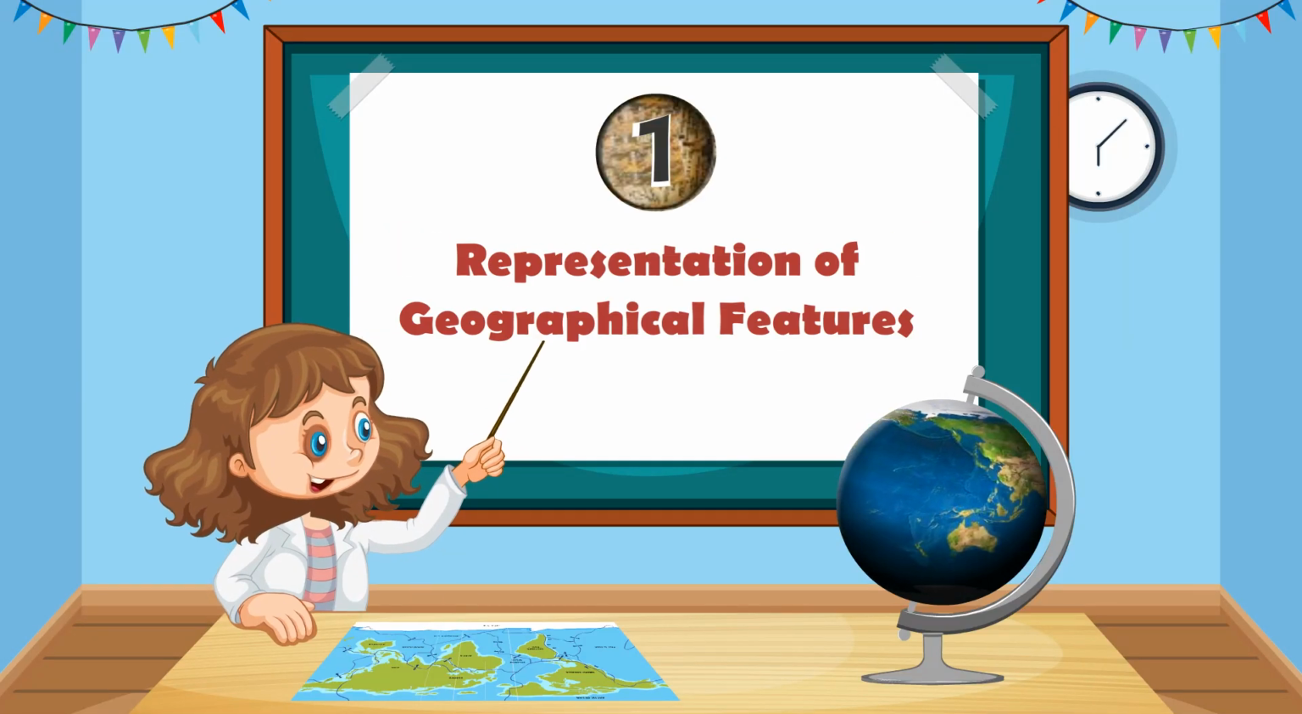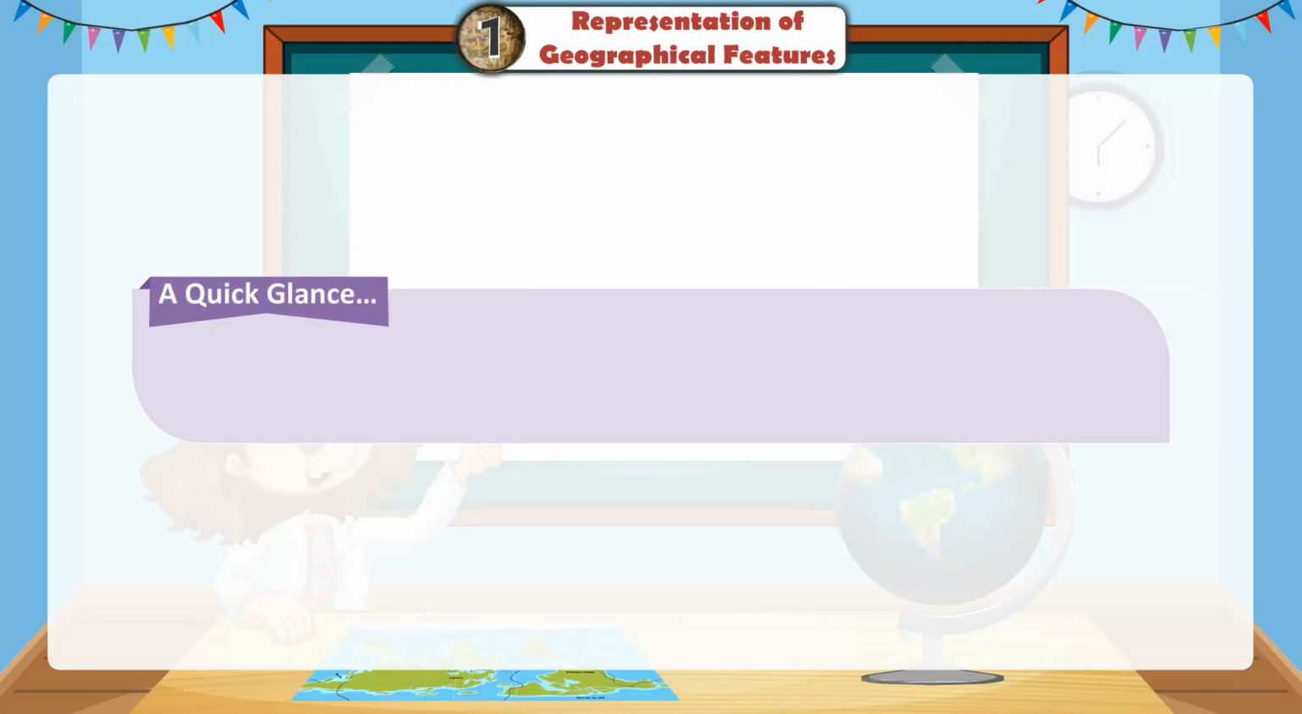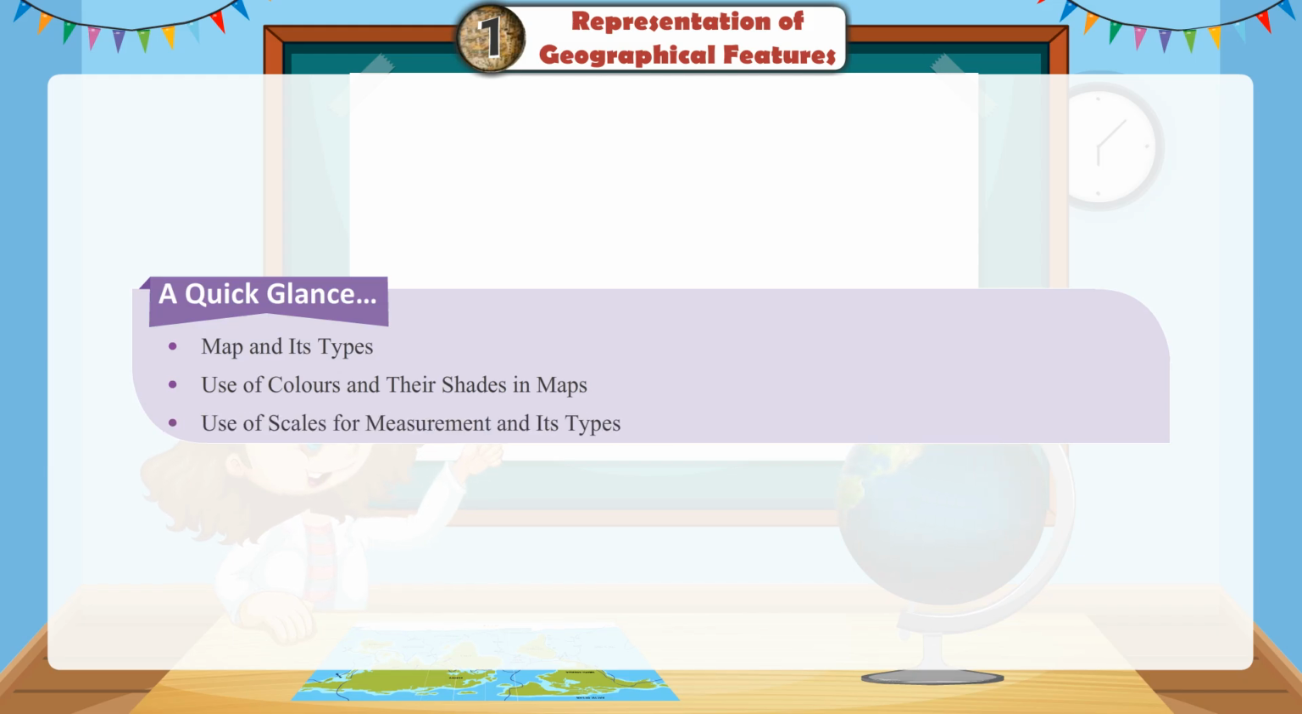Chapter 1. Representation of Geographical Features. A quick glance. Map and its types. Use of colors and their shades in maps. Use of scales for measurement and its types. Conventional signs and symbols. Directions.